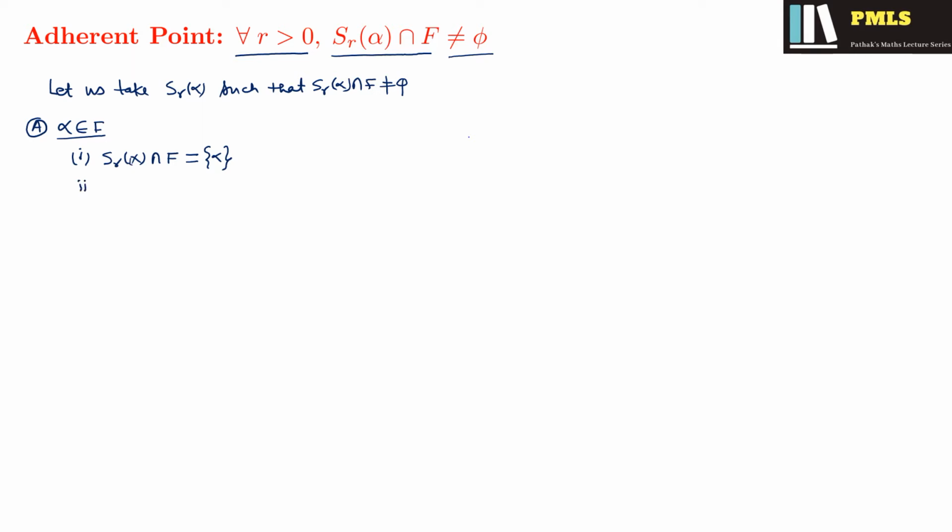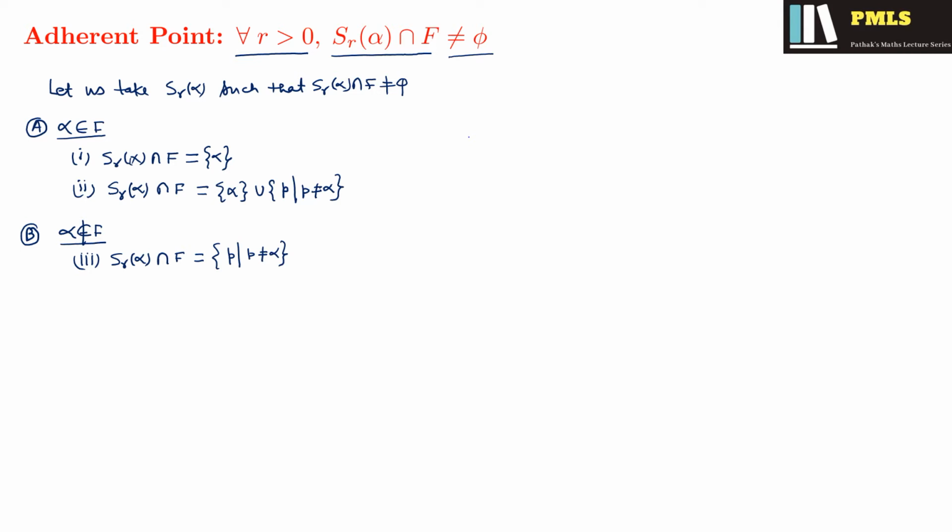The second case could be that this intersection of SR alpha and F contains some other points which we can call P, which are not equal to alpha. Of course, these points P belong to the intersection, and therefore they belong to SR alpha as well as to F. The second case which we consider is when alpha is not in F. Now if alpha is not in F, then there will be a third situation when SR alpha intersection F will be equal to only points containing P where P is not equal to alpha. We are just taking a symbol P for those points which are not equal to alpha and which belong to SR alpha and F as well.